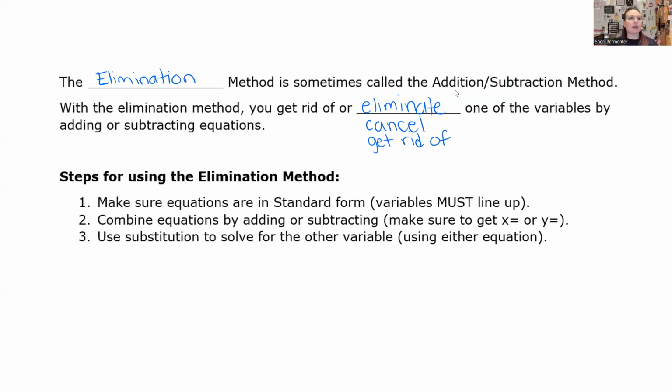So the steps for using the elimination method, we're going to make sure that the equations are in standard form. The variables must line up. I'm going to go ahead and write that form down again so that we're very familiar with it. It's AX plus BY equals C. They've got to be in columns like that. We're going to combine the equations by adding or subtracting, and we combine the X part, the Y part, and the constant part all separately. And when you do that, you should eliminate one of the variables, and then you'll continue by solving. And then we're going to use substitution to solve for the other variable. So this is like elimination substitution.